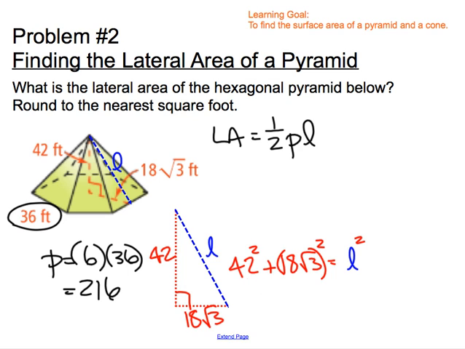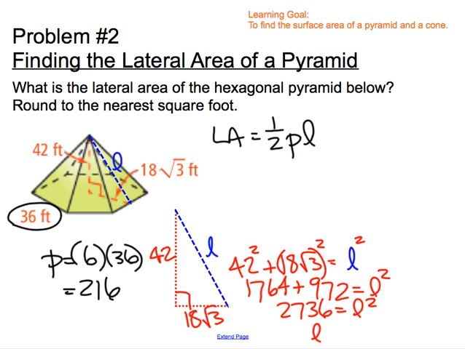42 times 42 is 1,764. 18 times the square root of 3 squared is 972. And so the sum of these two is 2,736. And so this equals L squared. So to find the length of the slant height, we take the square root of both sides, and the square root of both sides is about 52.3.